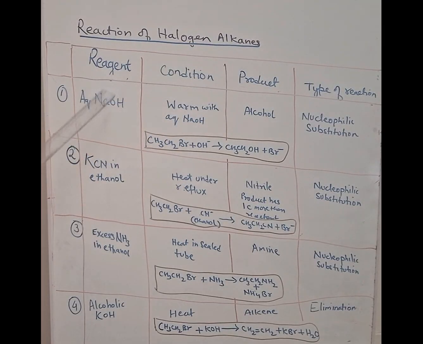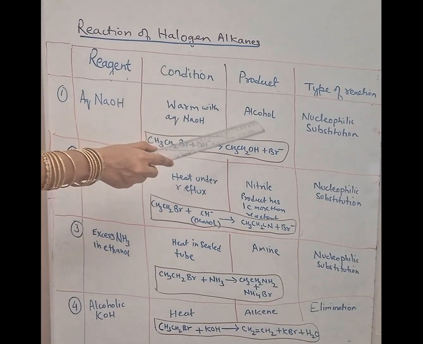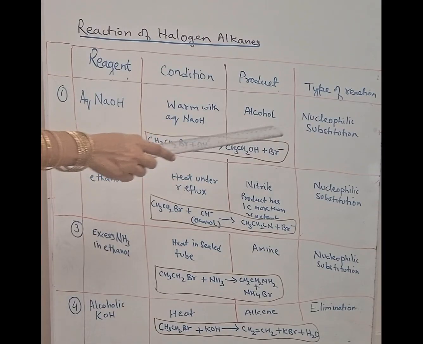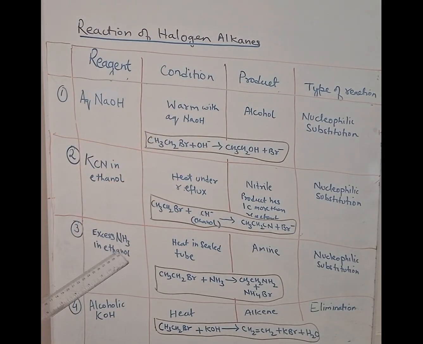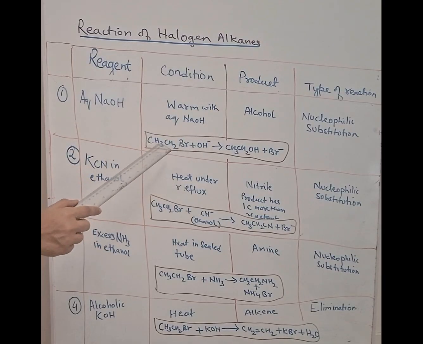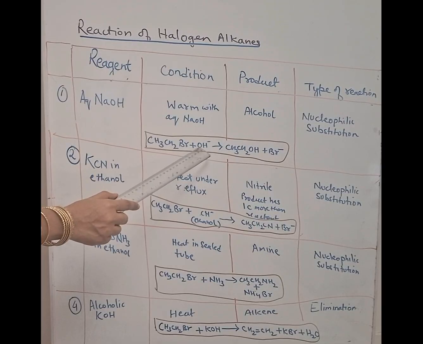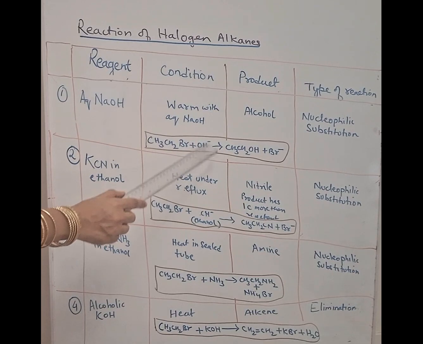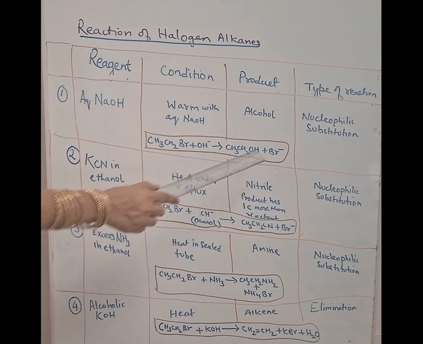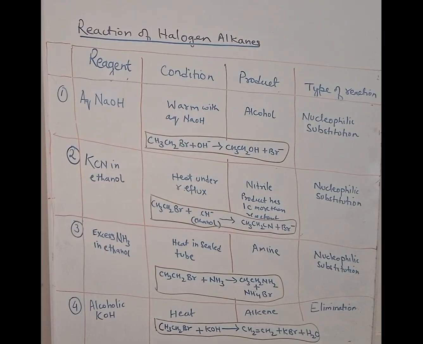Now, when halogen alkane is reacted with aqueous NaOH, what is the condition needed? Only warming is needed. So when halogen alkane is warmed with aqueous NaOH, the product will be alcohol. And this type of reaction is called nucleophilic substitution reaction. Here I have shown the reaction when bromoethane reacts with aqueous NaOH or aqueous KOH. Here the OH is the nucleophile which will substitute the place of the Br. OH will come here and Br minus ion is out. So this is the nucleophilic substitution reaction.